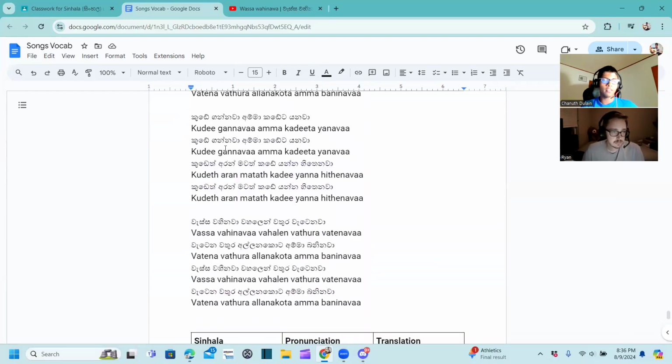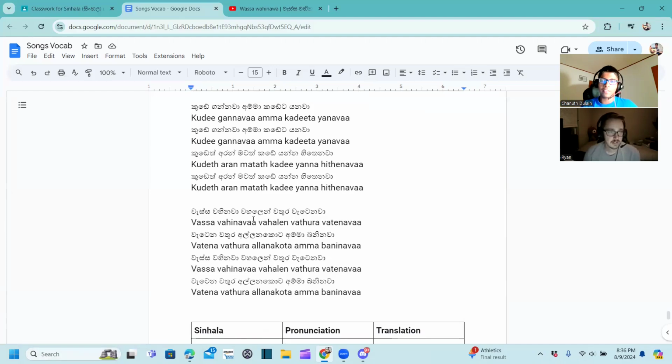And we have this one. "Kude Gannava Amma Kade Tayanava." So she's taking the umbrella and she's going to the shop, right? "Kudet Aran Matat Kade Yanna Hitenava." So she also wants to take the umbrella and go to the shop, just like her mom. She thinks her mom gets to have fun in the rain and she doesn't.